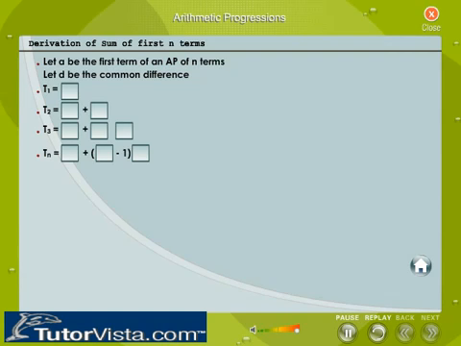Let us denote the sum of the first n terms of an arithmetic progression by Sn. We get Sn is equal to A plus D plus A plus 2D plus A plus 3D and so on till A plus n minus 1 times D. That equals n times A plus D plus 2D plus 3D and so on till n minus 1 times D. That is n times A plus sigma n minus 1 times D.